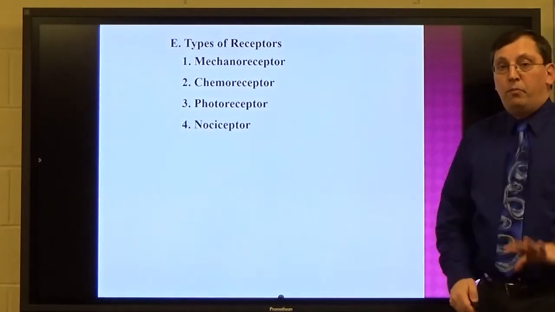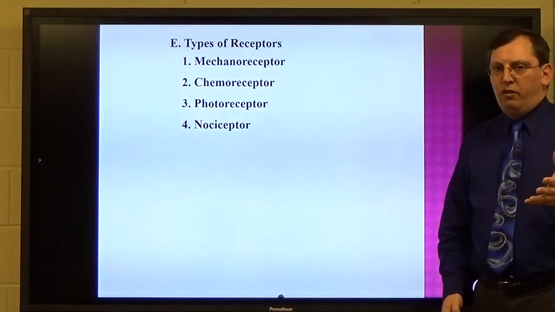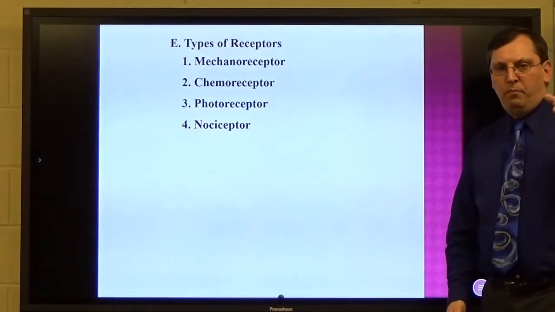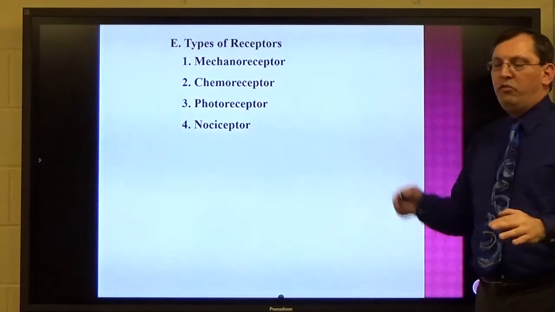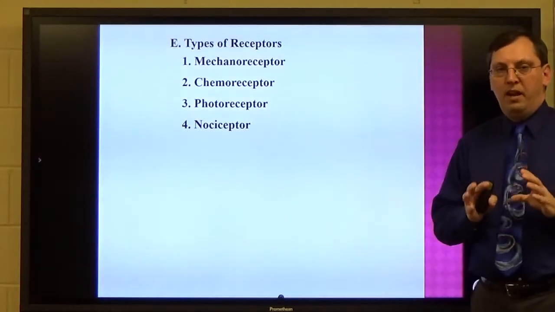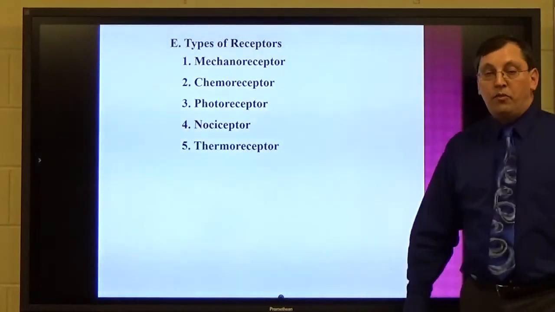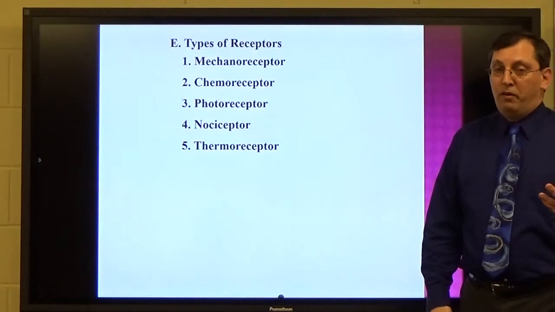In this case, nociceptors, their job is to pick up pain, what we call pain. Pain is really a sensation. What it is, it's a warning signal. It's being triggered by other types of receptors saying, you know what, something's going on, you need to alert the nervous system to tell it to make an action happen right now to avoid damage. Thermoreceptor detects temperature, so that's pretty self-explanatory.